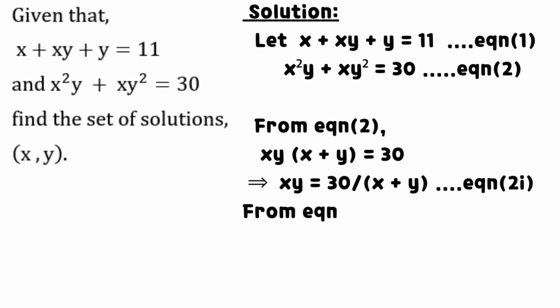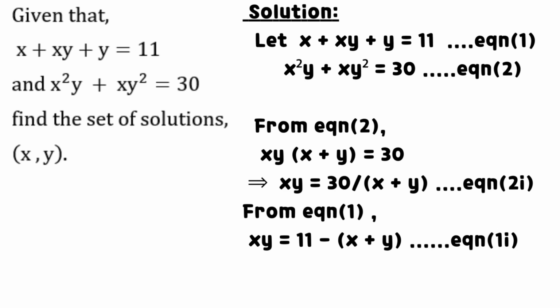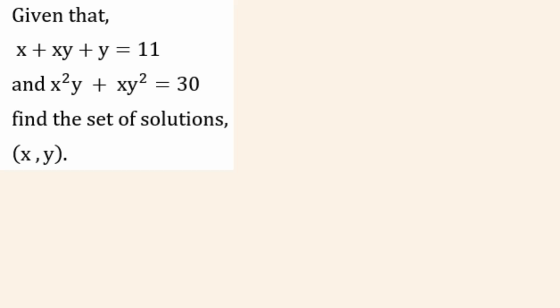From equation 2, the product of x and y equals 30 divided by the sum of x and y as shown on the screen. We call it equation 2I. And from equation 1, the product of x and y equals 11 minus the sum of x and y. We call it equation 1I.